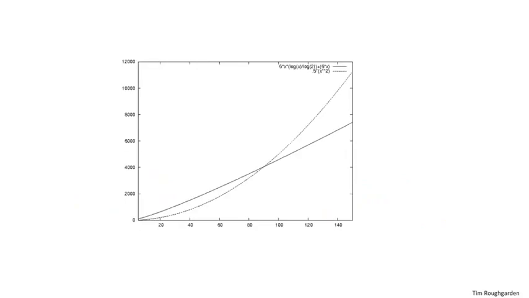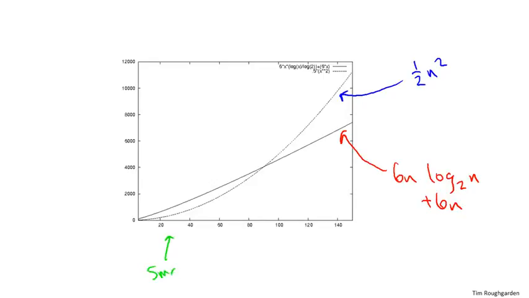So to drive this point home, let me show you a couple of graphs. What we're looking at here is a graph of two functions. The solid function is the upper bound that we proved on merge sort, which is 6n log base 2 of n plus 6n. And the dotted line is a rather generous estimate of the running time of insertion sort, namely 1/2 times n squared. And we see here in the graph exactly the behavior we discussed earlier, which is that for small n, down here, because 1/2 n squared has a smaller leading constant, it's actually a smaller function.